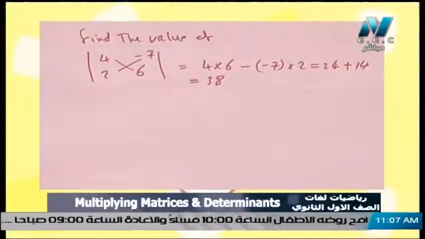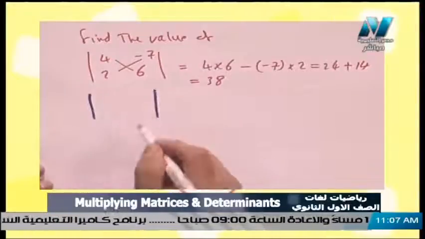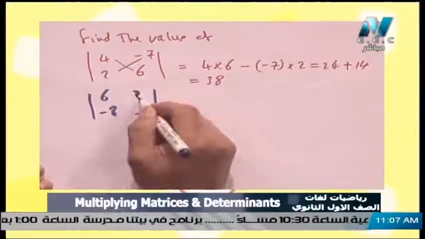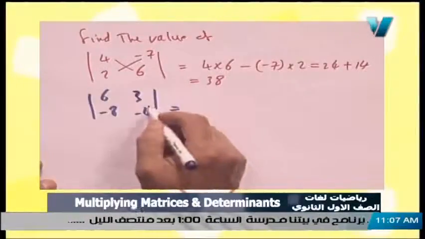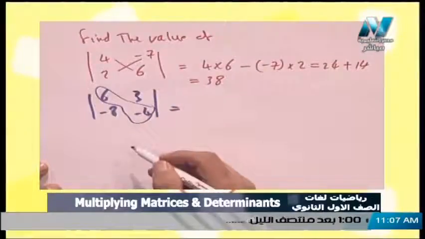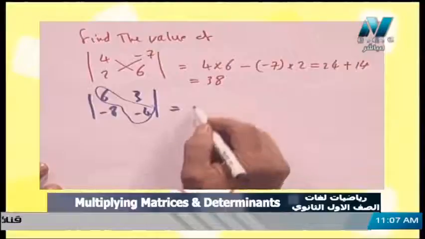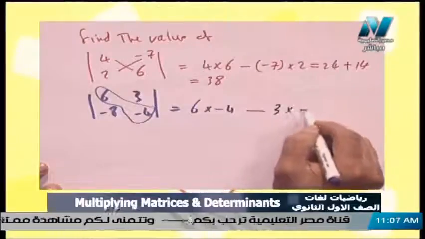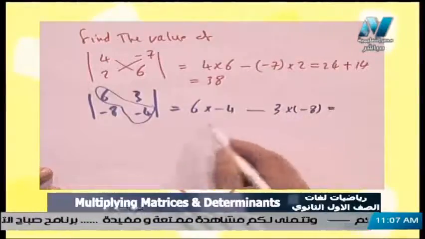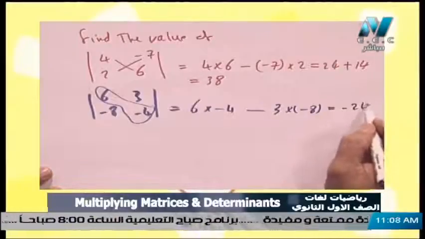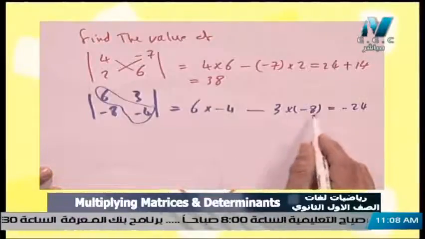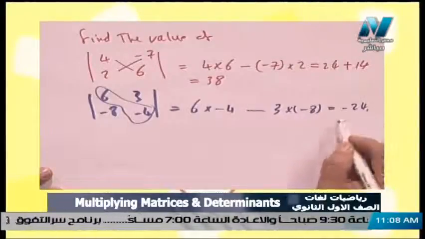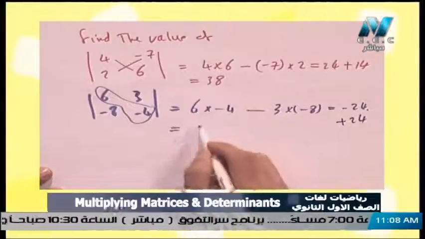We have another determinant to find, this one: 6, 3, -8, -4. We will also find the principal diagonal, which is 6 multiplied by -4, minus 3 times -8. 6 times -4 equals -24, and 3 times -8 equals -24 also, multiplied by negative equals +24. The answer will be 0.